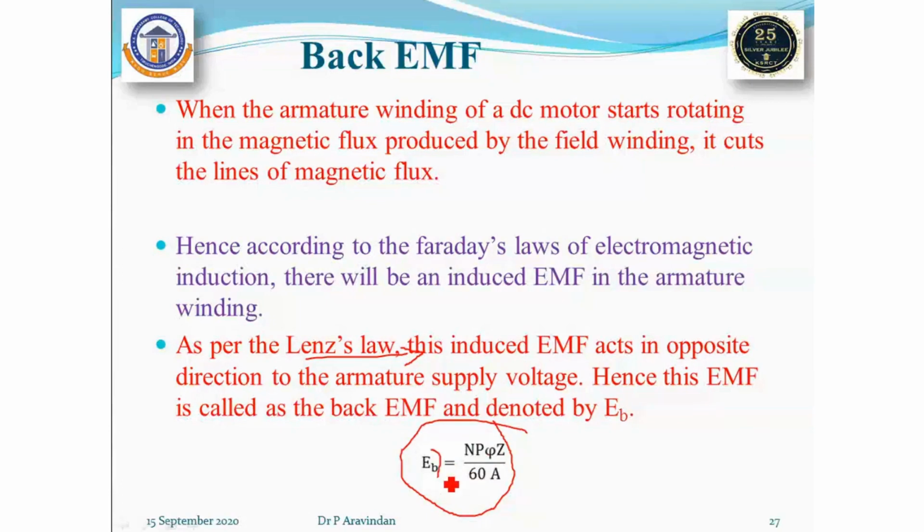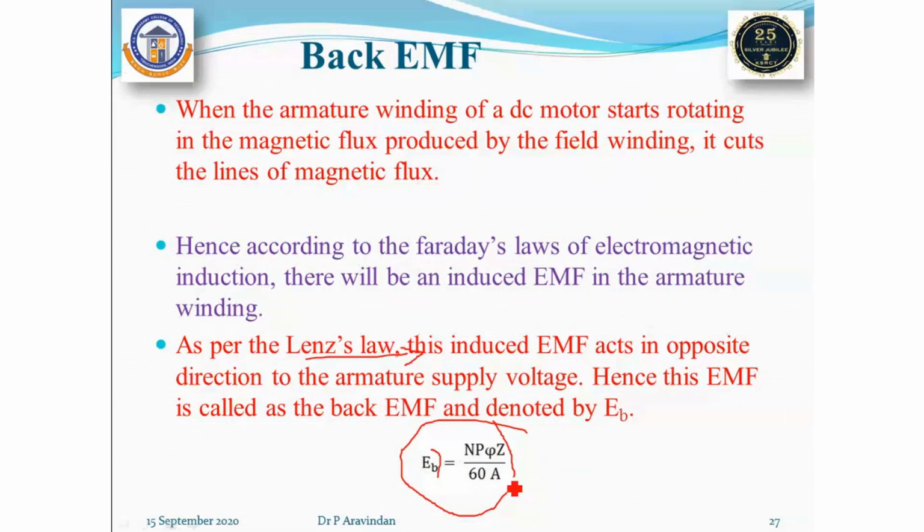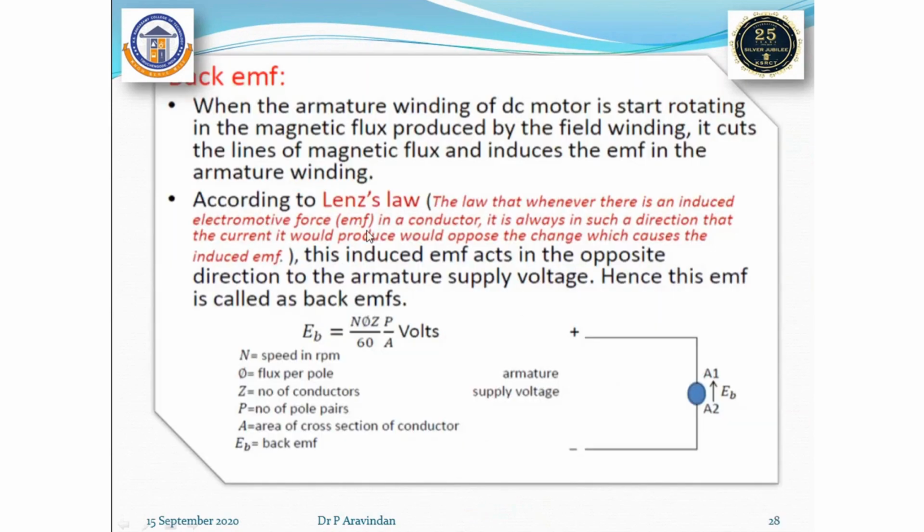The direction of the back EMF is as per Lenz's law. Then the equation for the back EMF is P phi Z N by 60A volt. Whatever you studied in your generator EMF equation, it is the same EMF equation, there is no difference at all. Now we are going to have a small brief regarding that back EMF.